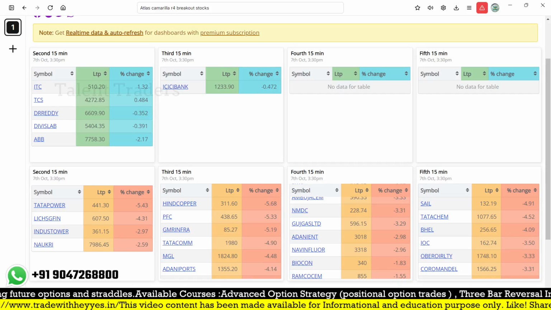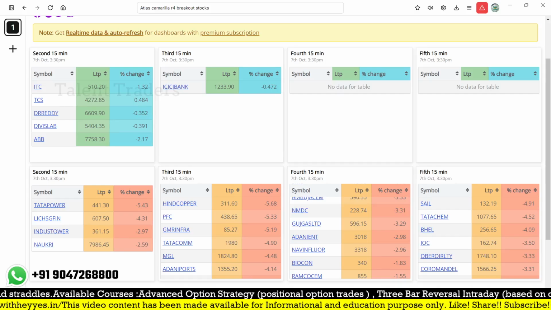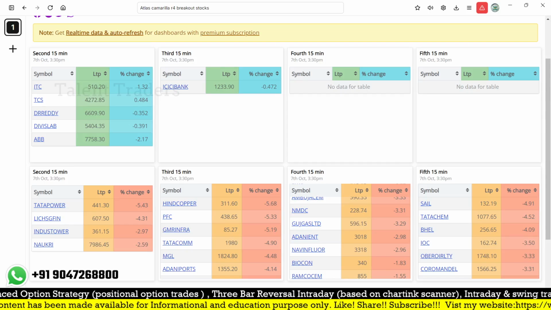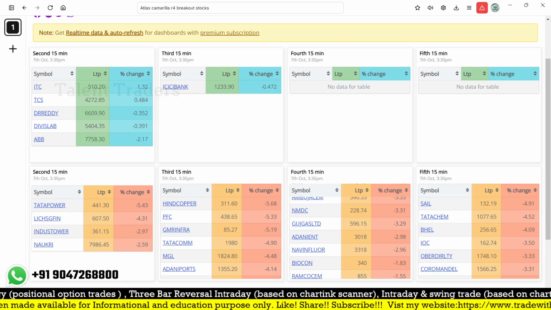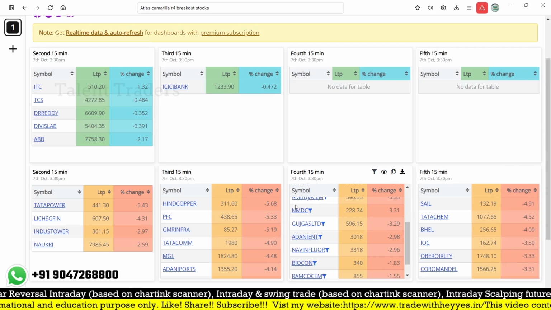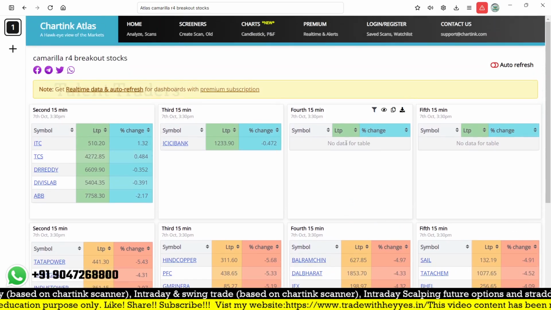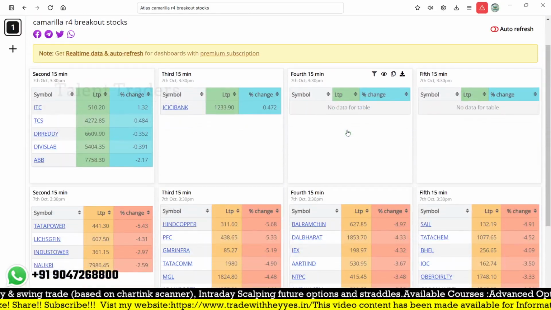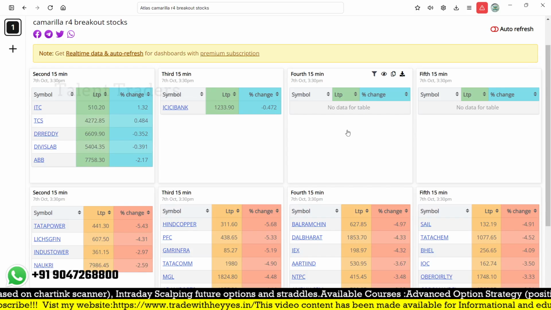In this video, I'm just going to discuss my scanner which I have created earlier, that is how to find out Camarilla R4 breakout stocks. We are using a Google Sheet scanner for finding out R4 stocks, and we already made the scanners and screeners in a dashboard in charting, so that it can help you find a trade opportunity based on our scanner.